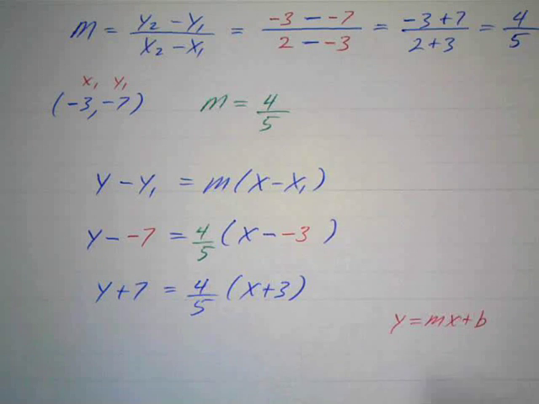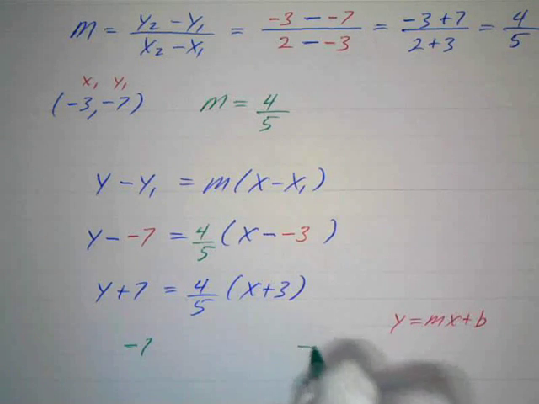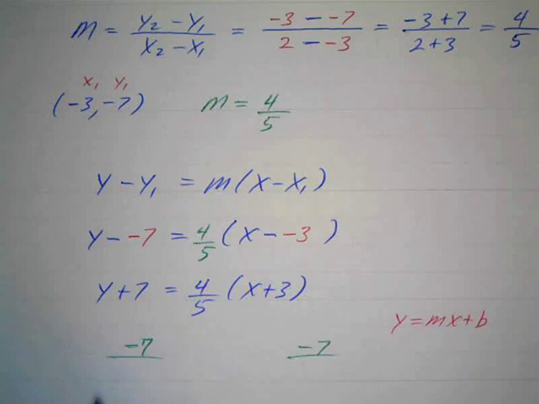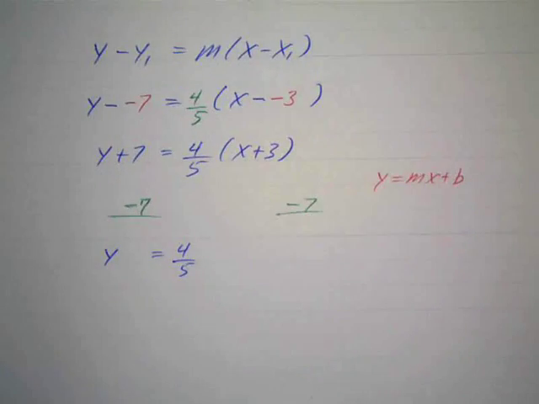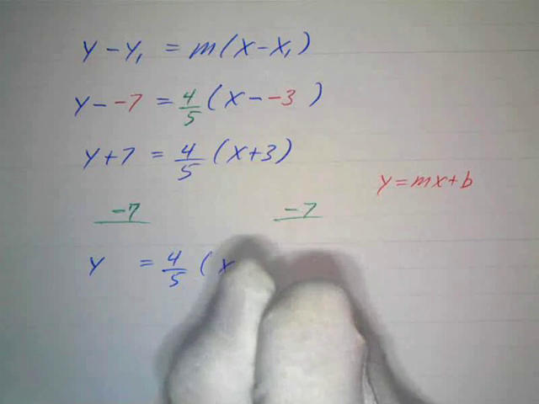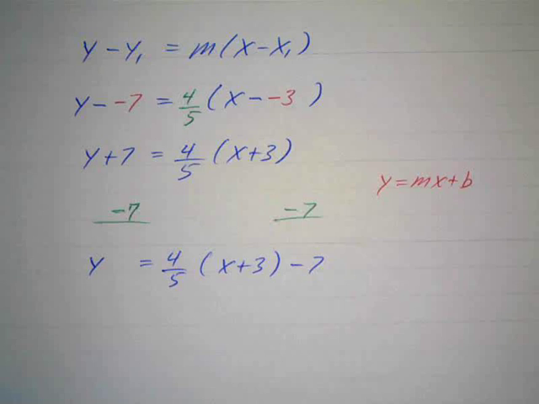What I'll do first is I'll just subtract 7 from both sides. So we're really done here as far as finding the equation of the line. But if I subtract 7 from both sides, I can get it in the y equals form. y equals 4 over 5 times x plus 3, minus 7. And then I'll remove the parentheses because I've got some numbers here I can combine.